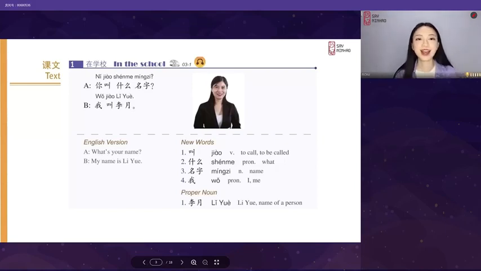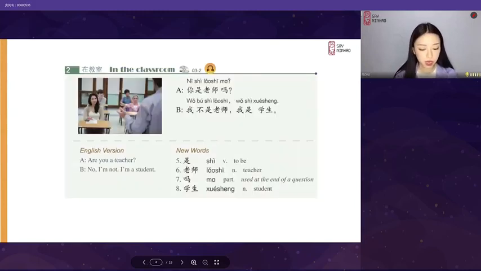Very good. Now let's switch the role. I will be B and you will be A, okay? 3, 2, 1. 我叫李月。Very good, very good. So this is text 1. It happened in the school. Now let's move on to text 2.